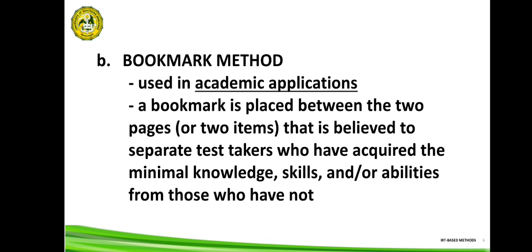So, doon sa item mapping method, di ba histogram yung ginamit? Dito naman sa bookmark method is a bookmark. So, those items that are used in the test is written on a book. Ganun. Each page may isang item, ganon. Tapos, yung items naman are arranged in ascending order of difficulty. So, kumbaga yung level of difficulty is tumataas, ganon.